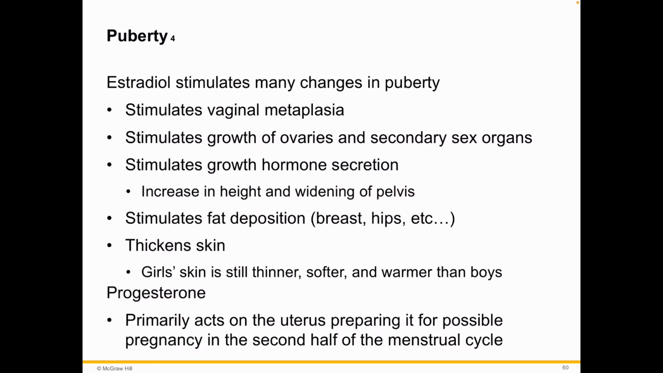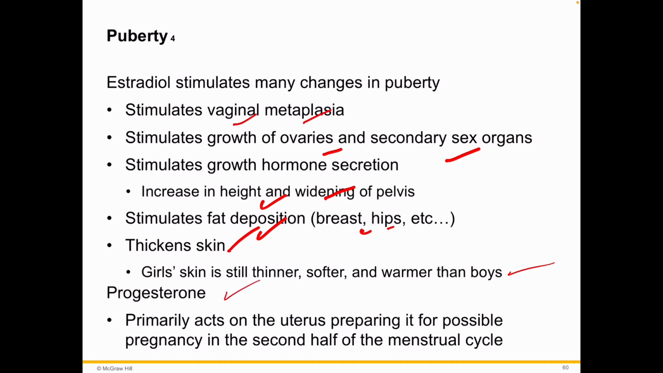Estradiol stimulates many changes in puberty. It stimulates vaginal metaplasia, growth of the ovaries and the secondary sex organs. It stimulates growth hormone secretion, an increase in height, and the broadening of the pelvis. It stimulates fat deposition in the breast and hips and all throughout the body. It allows for the thickening of the skin. Younger children's skin is thinner and softer, and warmer to the touch than boys' for the most part. I've never heard of that before in a medical context, but maybe that's anecdotal.